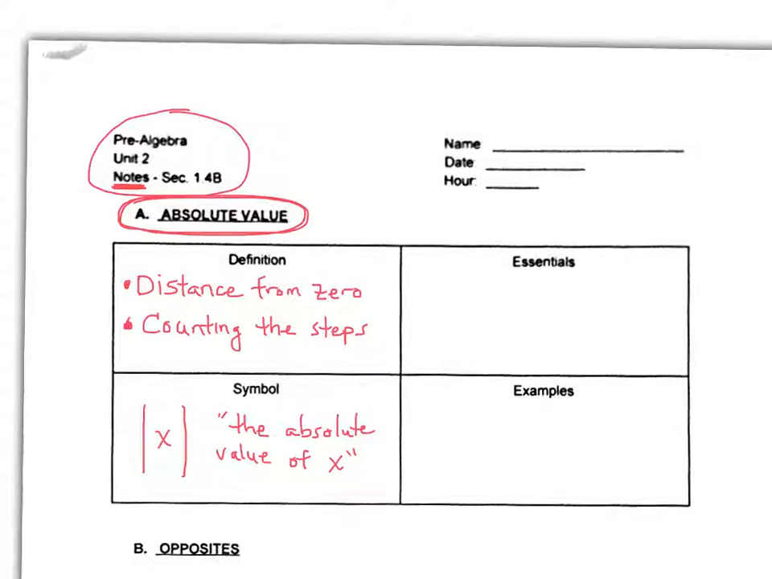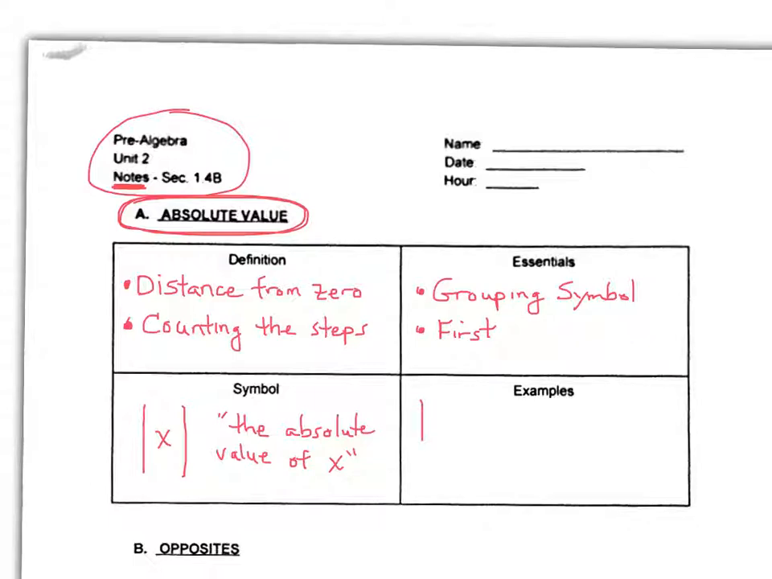One important thing you need to make a note of: absolute value is a grouping symbol, just like parentheses or brackets or braces, fraction bar. And so that makes it come first. It's one of the first things you do in the order of operations.